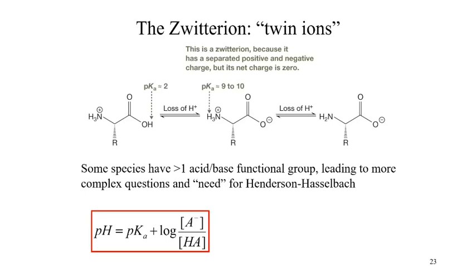Zwitter is, I believe, German for twin. So if you look at a molecule that has two charges in it, one being positive and one being negative, that species is known as a zwitterion. Okay, so this guy right here is a zwitterion because it has both the positive and the negative in it.